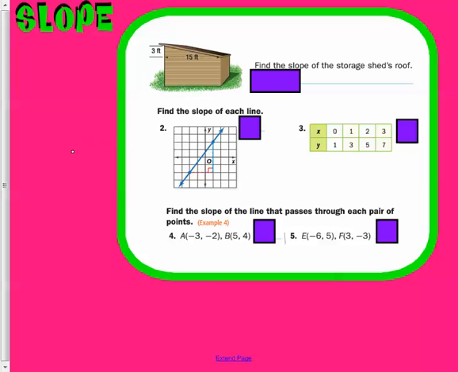Okay, so go ahead and see if you can find the slope of these. Make sure for this one, like these two right here, that you use the slope formula. Okay, pause the video and I'll be back in just a second to show you the answers.